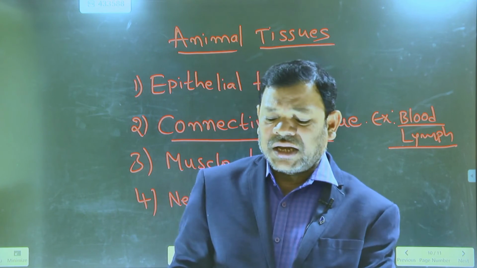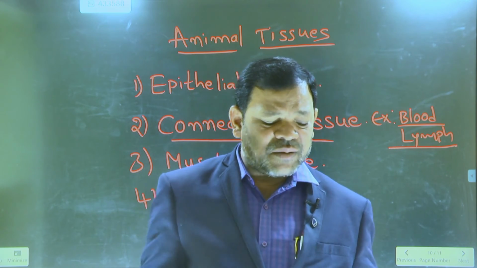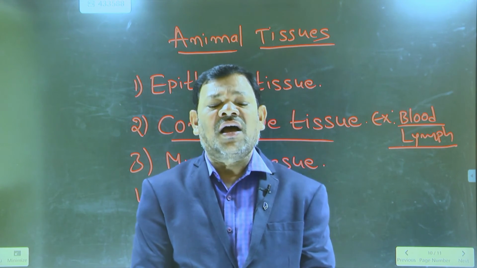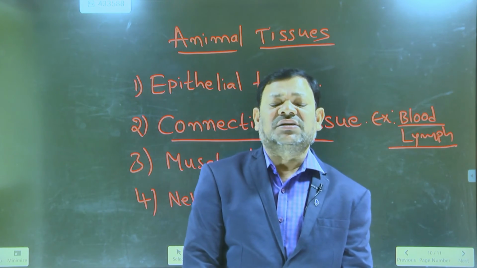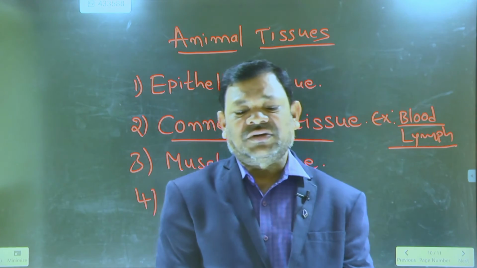Fat is also connective tissue. So these are all examples of connective tissue: ligament, tendon, cartilage. All the examples of the connective tissue.